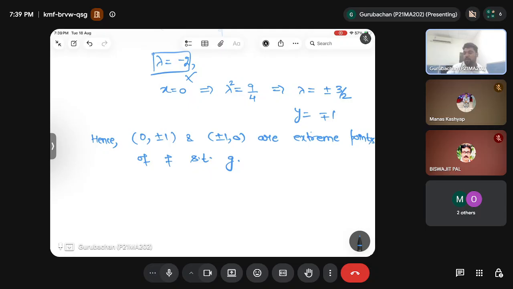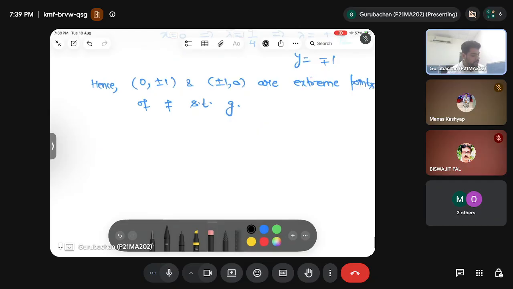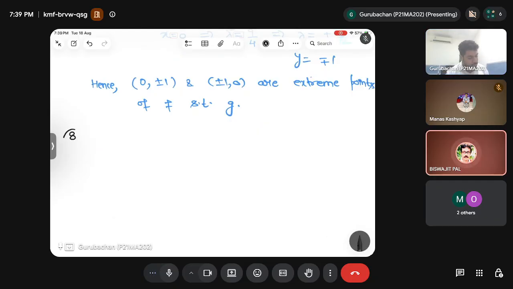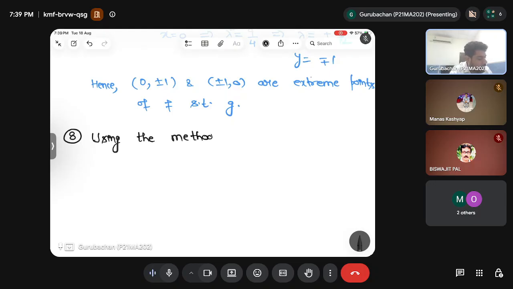Now how to find this extreme value or maximum minimum value? I'm giving you that question. Lambda is not required here. You will get to know in this question that I'm going to give you. Lambda has no function here. Just wait for one question, then you will get your answer using the method of Lagrange's multiplier.